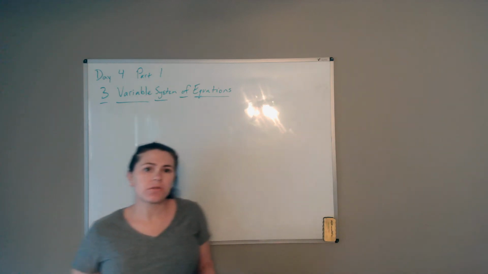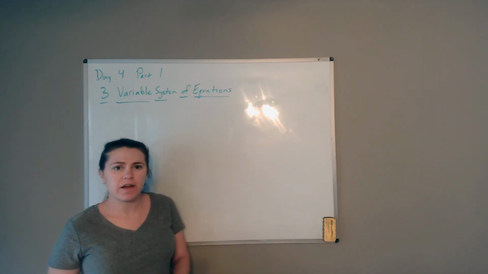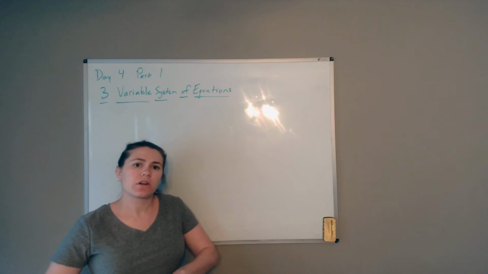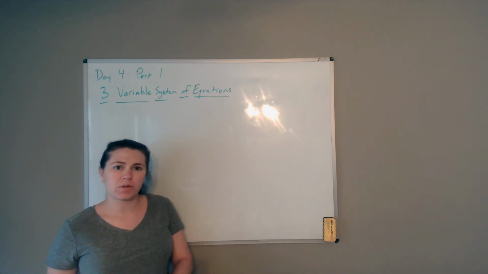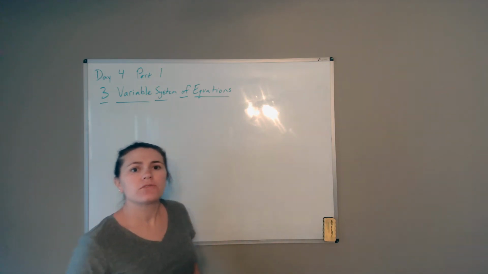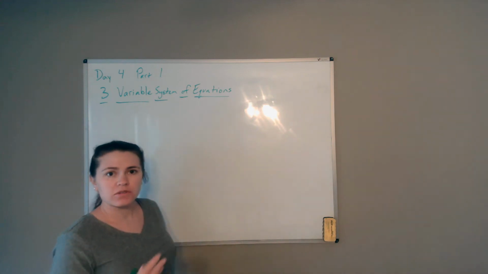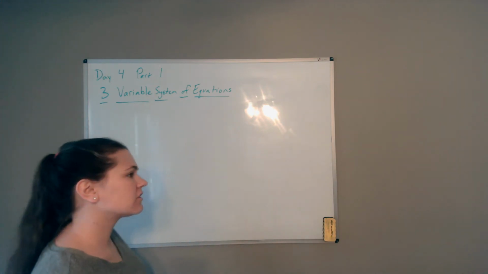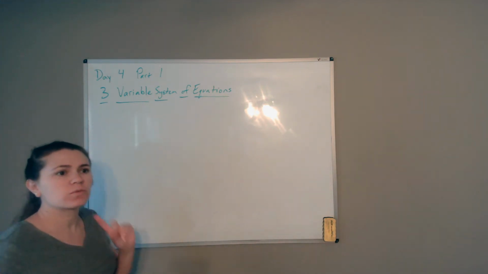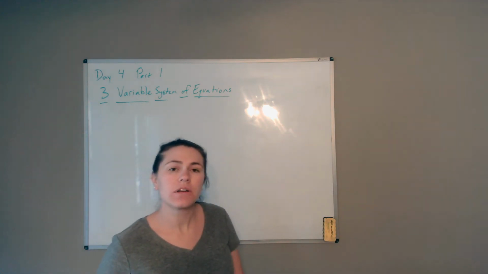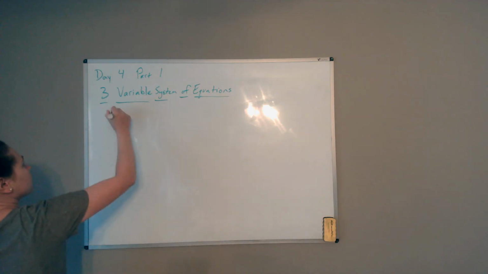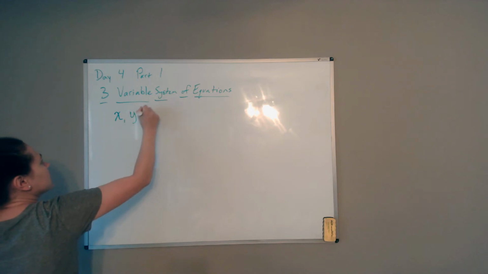So what we're going to go over in day 4, part 1 is 3 variable systems, and we are going to go over solving 3 variable systems. So what you've done before in Algebra 1 as well as in review day 1 in this class, you did solving systems with 2 variables, but now we're going to move on to having 3 variables in a system.